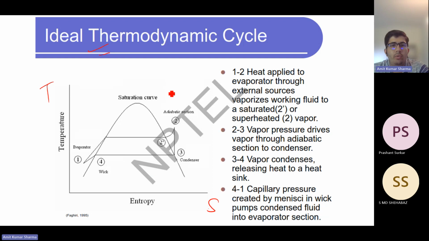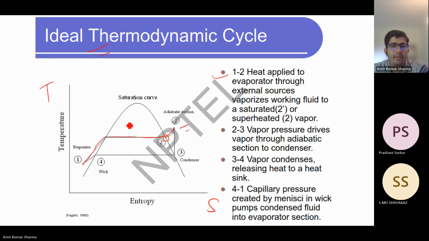So process 1 to 2 is heat applied to the evaporator through external sources, vaporizing the working fluid to a saturated state 2', this one, or a superheated vapor state at 2. From 1, the liquid is taking heat from the external source and converting into either 2' or 2. This is the first process, 1 to 2.